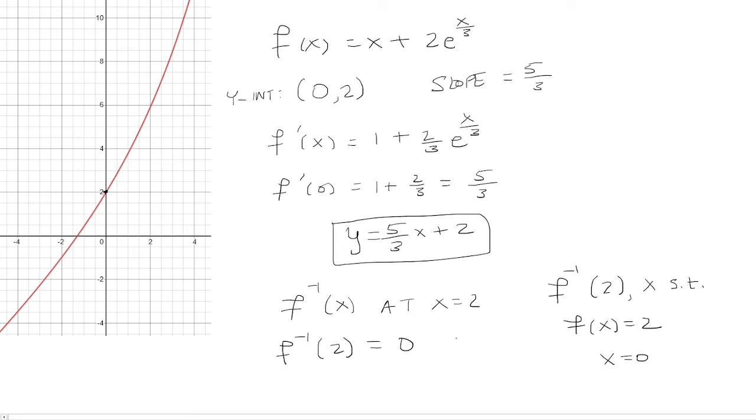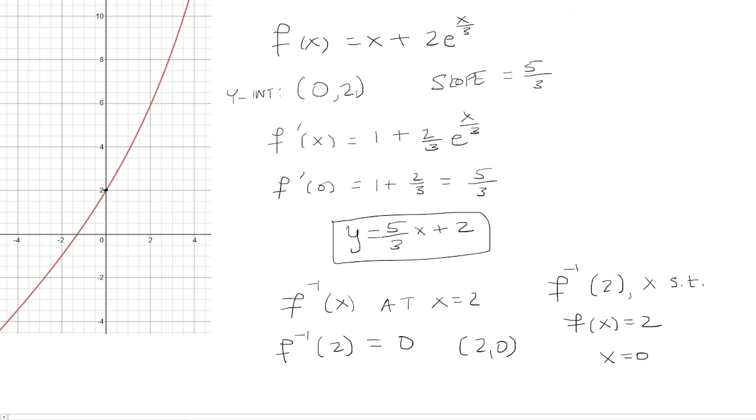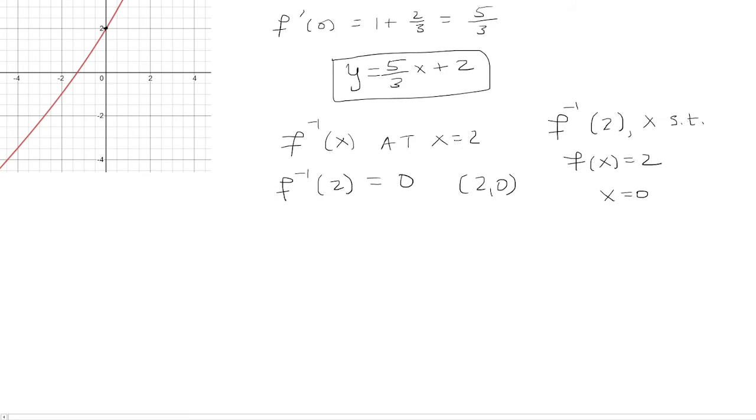So the point is (2, 0). And that's going to be the reverse of this point (0, 2), because the inverse flips the x and the y. Okay, now we need to find the slope by taking the derivative of the inverse function.